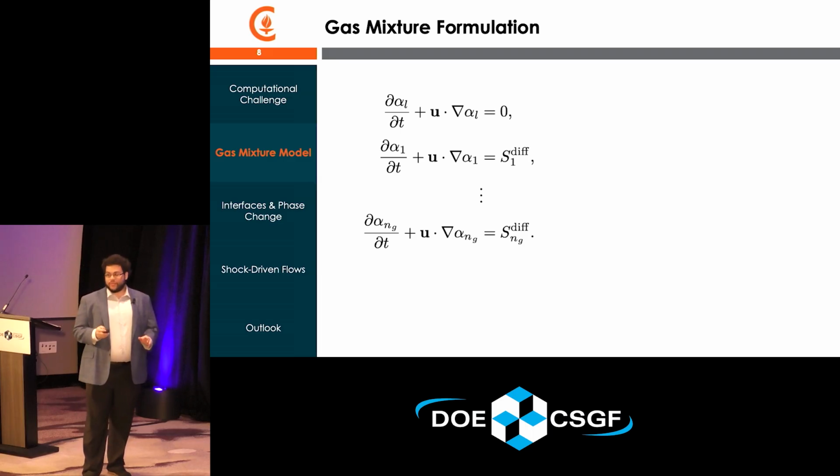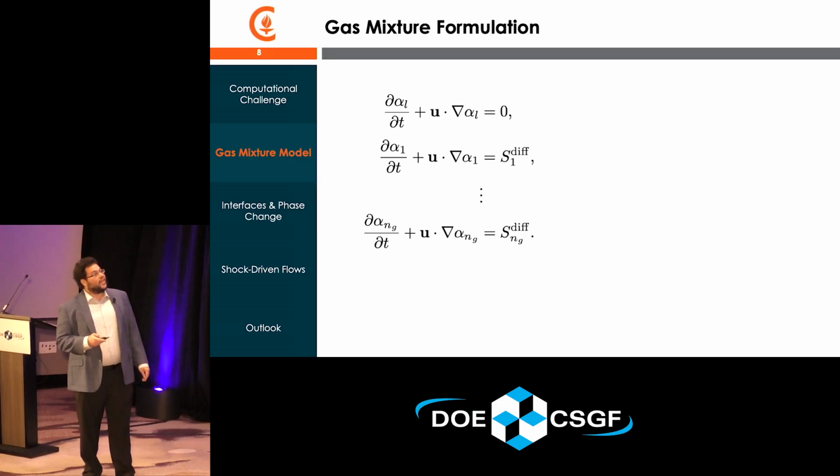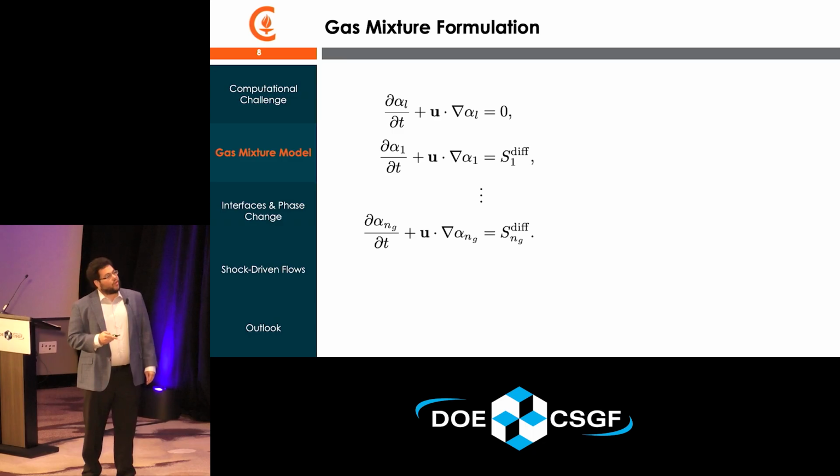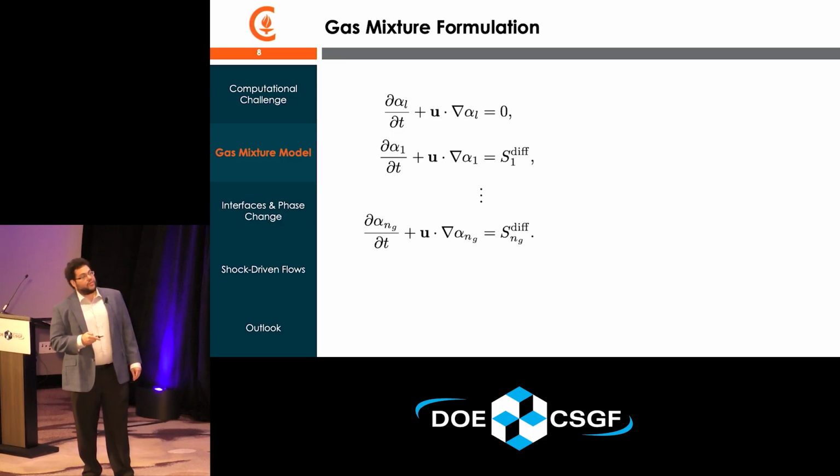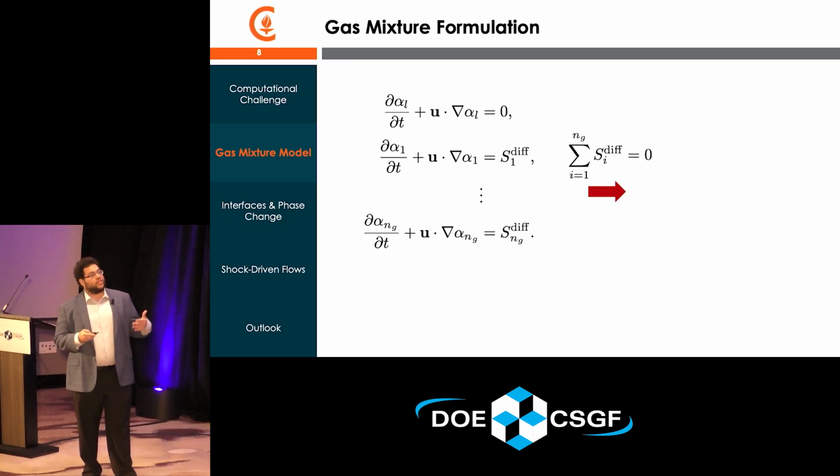So this is really one of the few math slides I have. In original MFC, we have one volume fraction advection equation for each component in our simulation. Notice our source terms here that are related to the diffusion process are only in these gas components. So for the liquid component, it's 0. Now, conserving volume fraction, the sum of all your volume fractions has to be 1. If you sum these gas volume fraction equations, you know that your source term has to be 0.